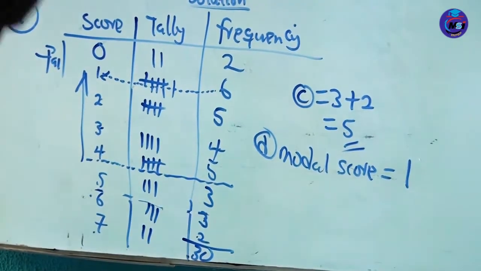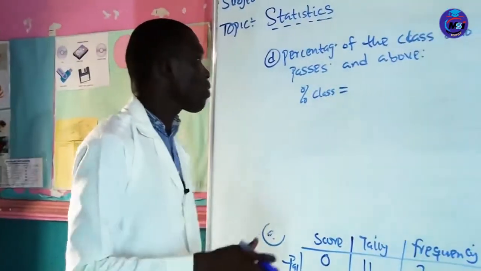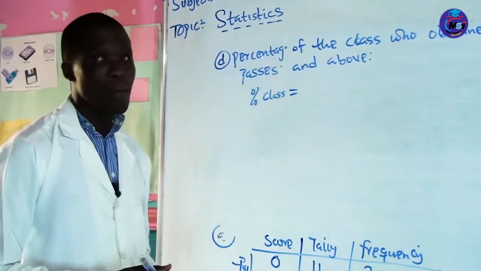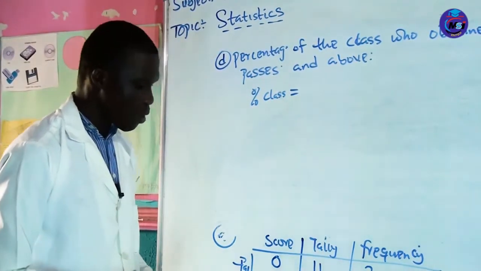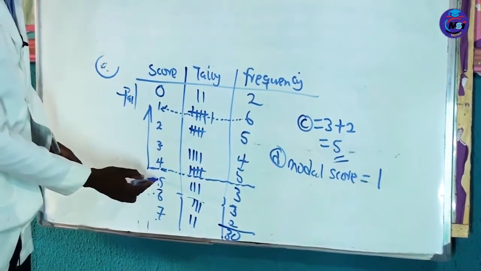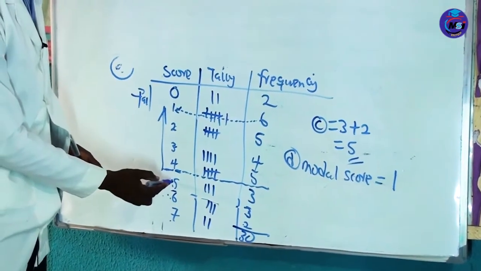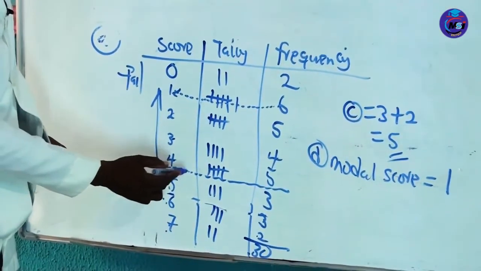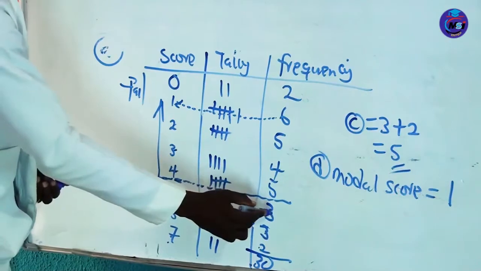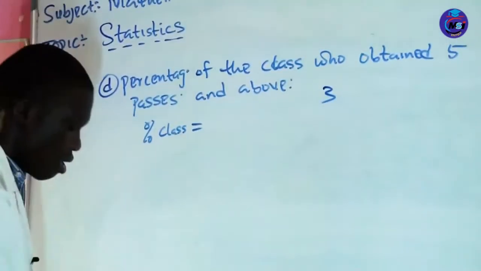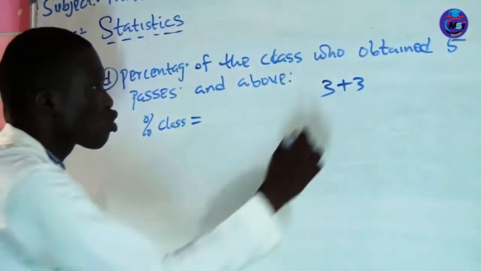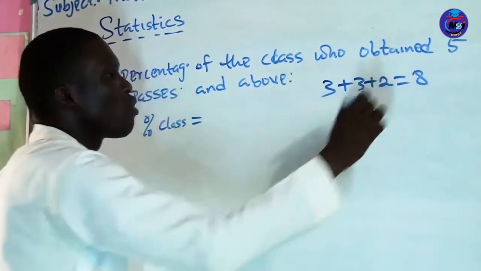Now, we are going to do some calculation here. We want to find the percentage of the class who obtain 5 passes and above. If you look at our frequency table, from here we have 5. 6 is above 5, 7 is above 5. So the least is 5 according to the question given to us. For 5, we have frequency 3, for 6 we have frequency 3, and for 7 we have 2. So if you add this together, it will give you 8.